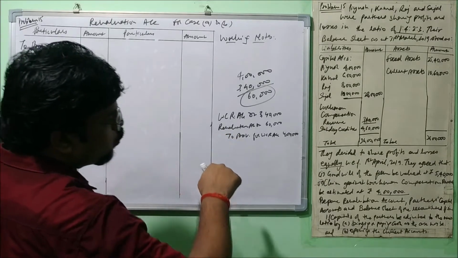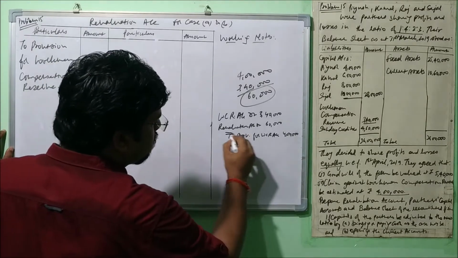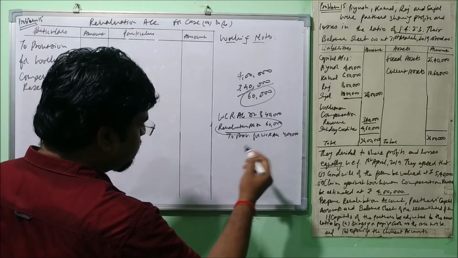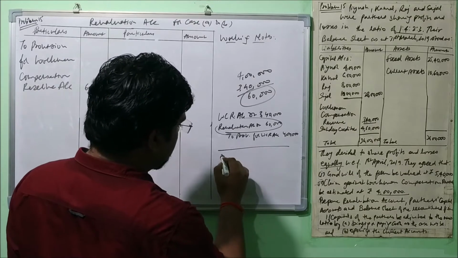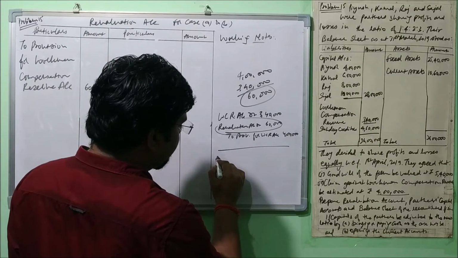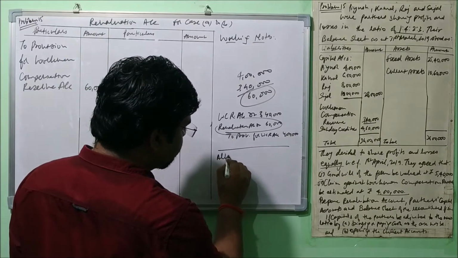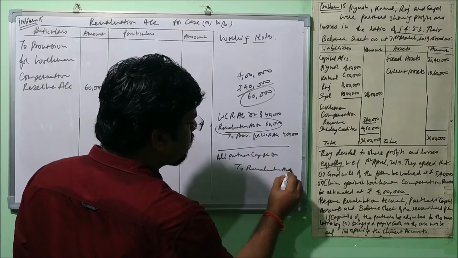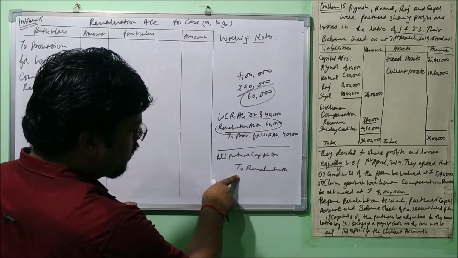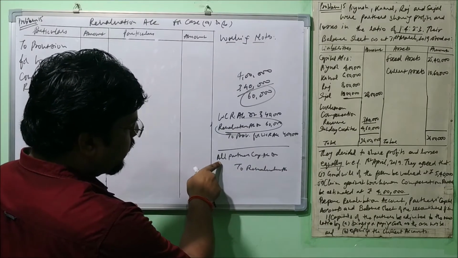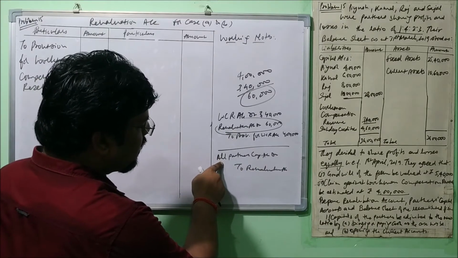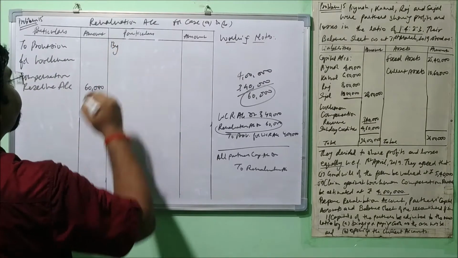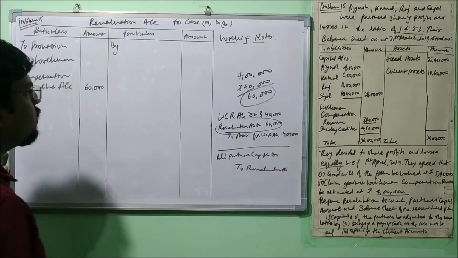After that, I taught you one more entry. This loss is supposed to be distributed among the partners. So, the entry, I just write down once again. Revaluation is debited here, and that will be credited. All partners' capital accounts debit to revaluation. You must be remembering now. Fine. So in the revaluation account, all partners' capital accounts will be credited. We will pass the entry here by the name of all partners individually.